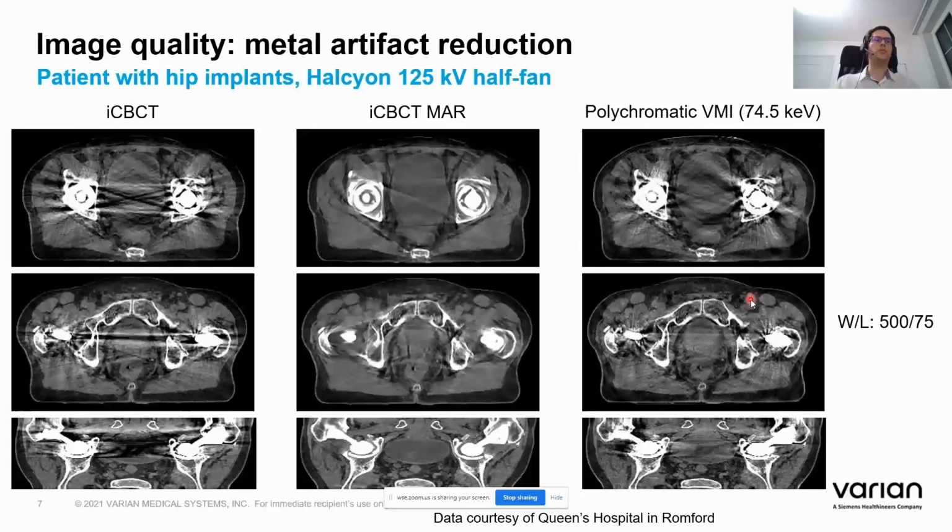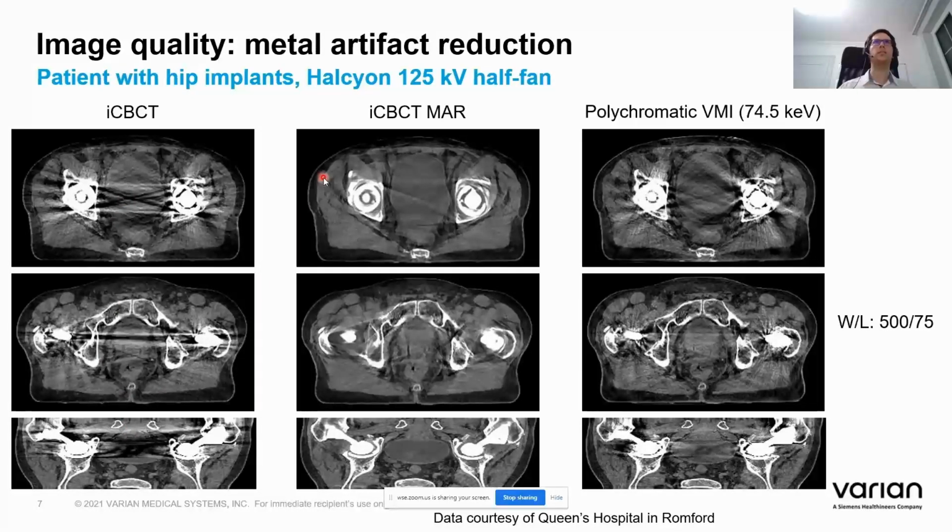Another image quality improvement we aim to achieve through applying the polychromatic reconstruction is metal artifact reduction. As a challenging test case, we chose a CBCT image dataset acquired for a patient with bilateral hip implants. In this study, we compared 3 reconstruction methods. First, to fully visualize the extent of metal artifacts, we ran a standard ICBCT reconstruction, and in the resulting images shown in the left column, you see a severe distortion in the bladder region.